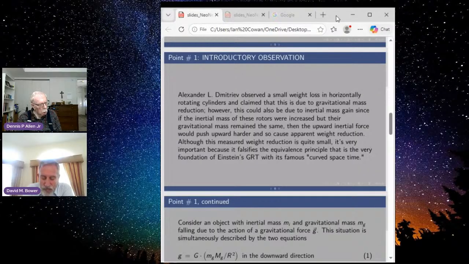Einstein said that was his happiest thought of his life, but that's only half correct. Did you all realize that? If you use that to predict the bending of light in a gravitational field, that gives only half the correct answer. So the equivalence principle is wrong for many different reasons.